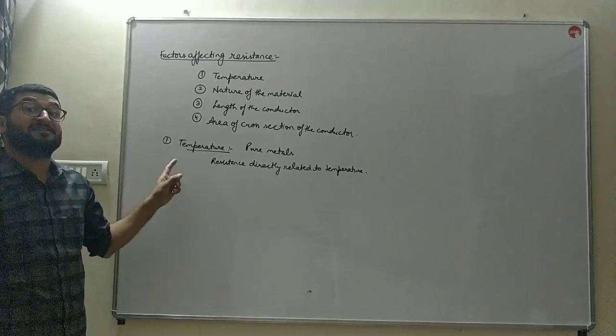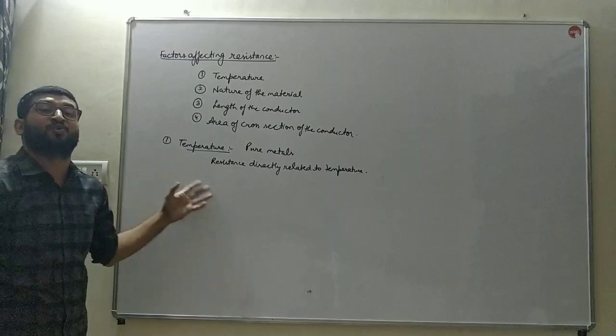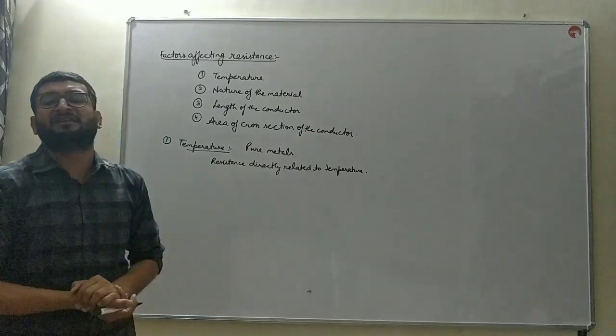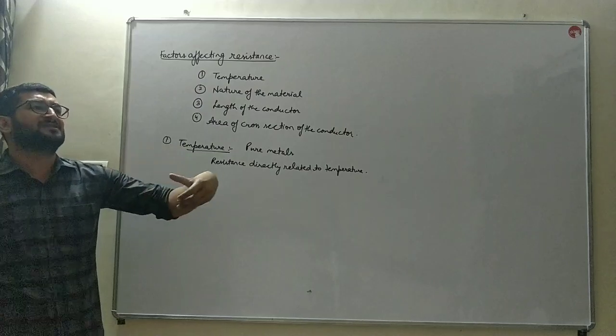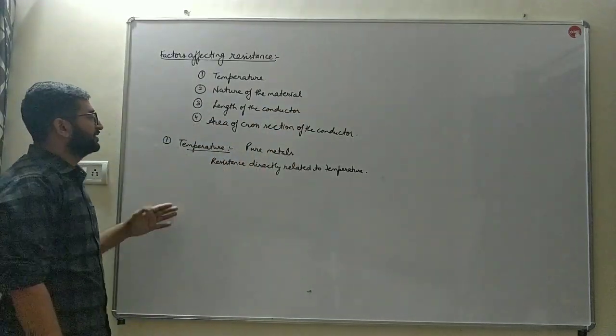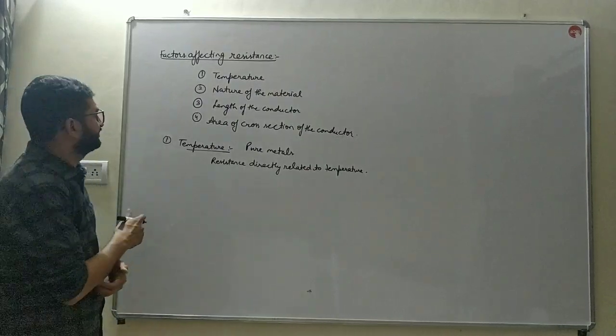So that is the reason why we apply Ohm's law at constant temperature only. Because in case of pure metals, if we vary the temperature, the resistance of the material varies. At high temperature, the pure metal's resistance increases, and at low temperature, the resistance lowers down. So that's how the temperature is related to resistance.